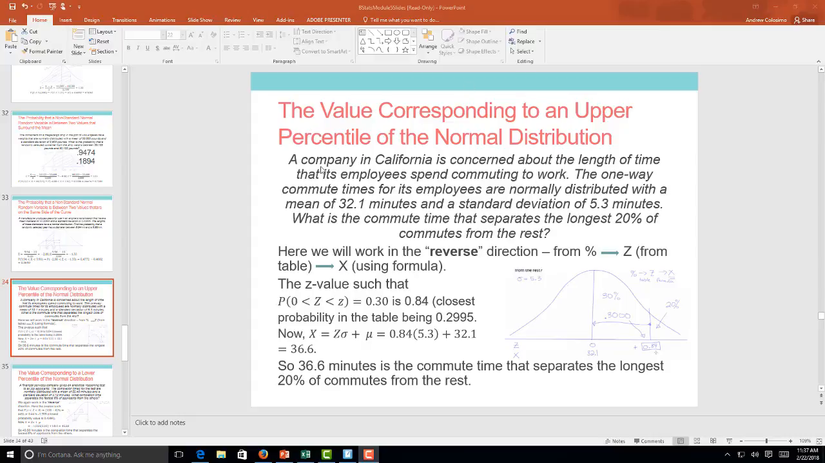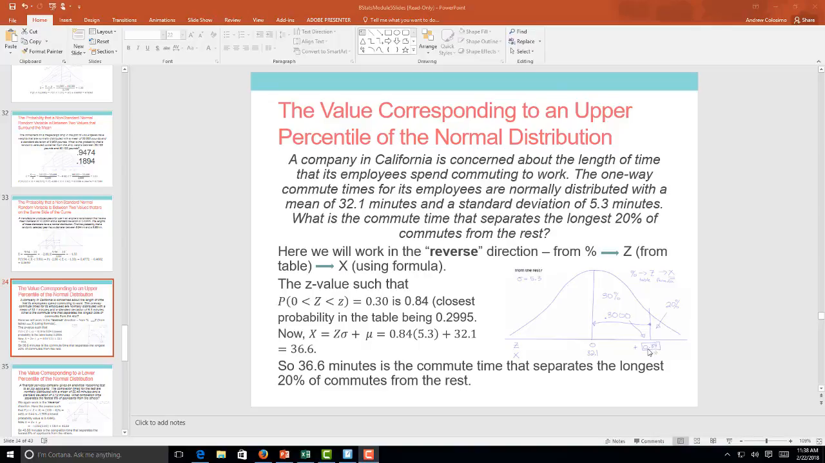So here we have a company in California that is concerned about the length of time its employees spend commuting to work. The one-way commute times for its employees are normally distributed with a mean of 32.1, so there's our mean, and a standard deviation of 5.3. What is the commute time that separates the longest 20% of commutes from the rest? If we think about looking at this drawing, we'll take a look at this one first because it deals with half the curve using the table. So it wants to know about this 20%.